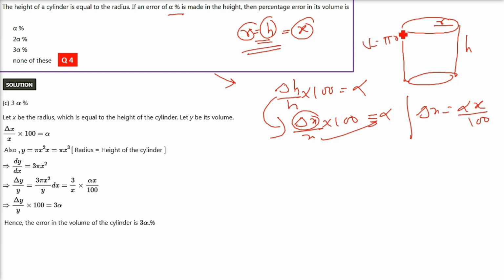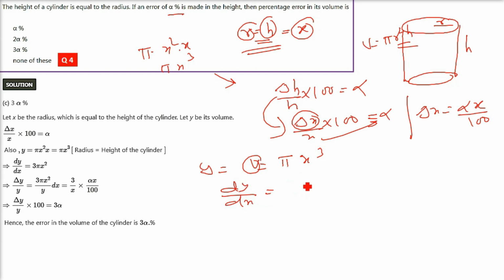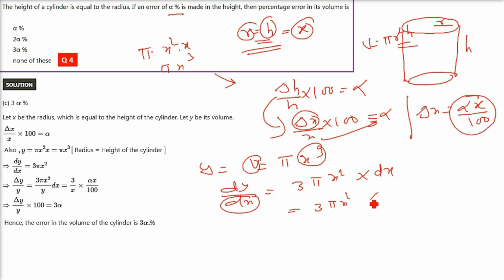Now we have the volume, which is pi r square h. Let me call volume as y. Since we have taken radius as x, height will also be x, so it will be pi x cube, because x square into x. So volume y is pi x cube. dy by dx, that is differentiated: x cube gives 3x square, so you'll get 3 pi x square. dx goes on the right, and that can be taken from what we have just computed, that is alpha x by 100. So dy is 3 pi x square into alpha x by 100.